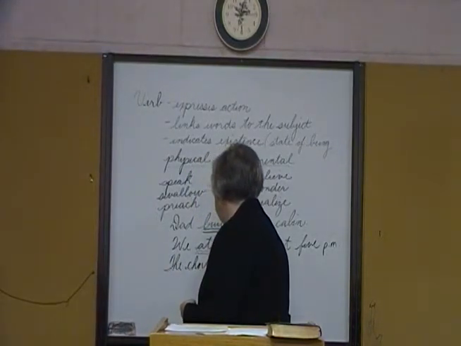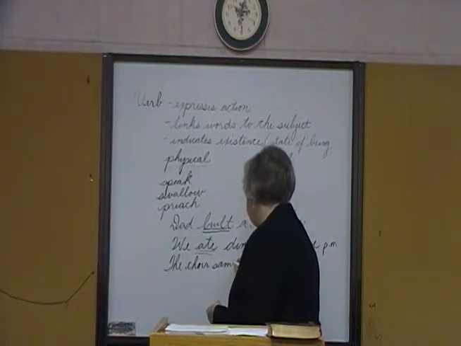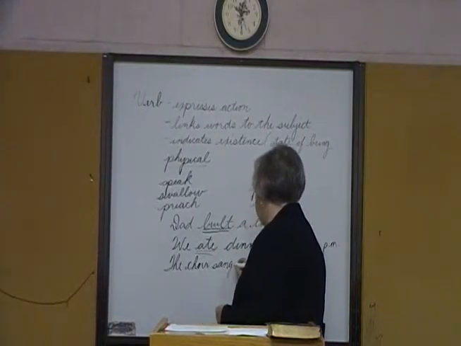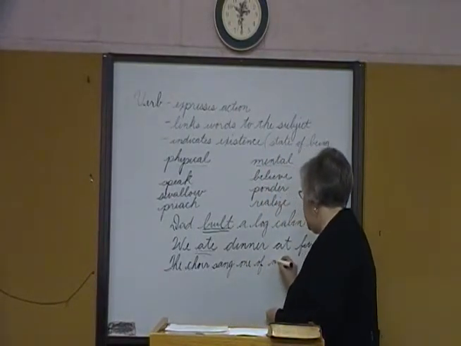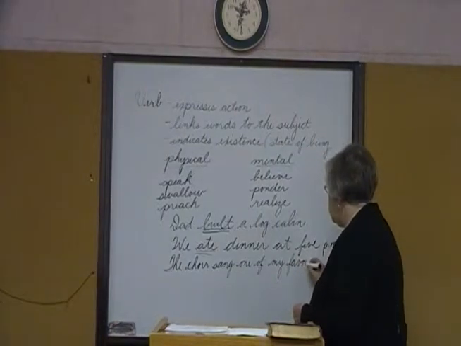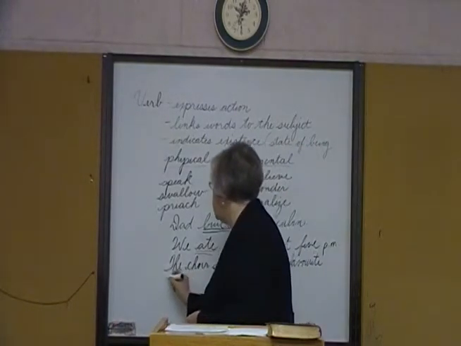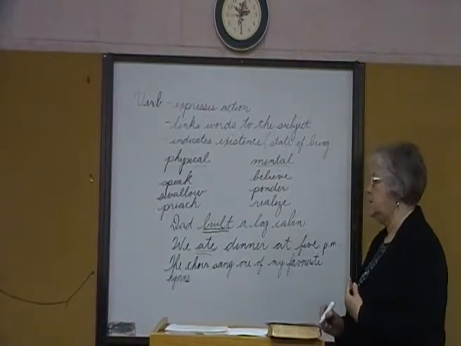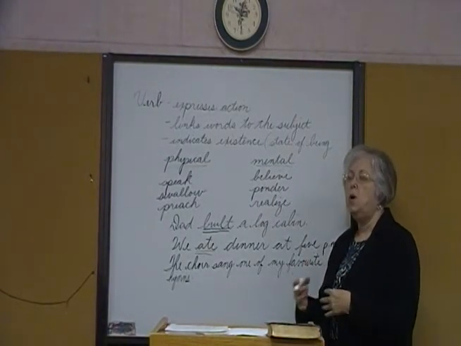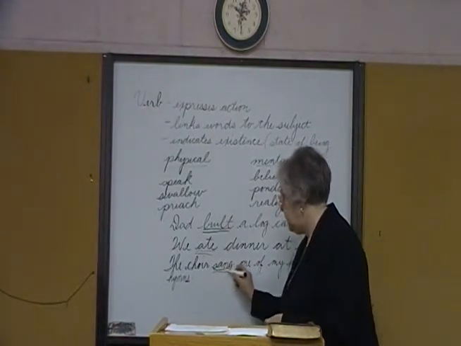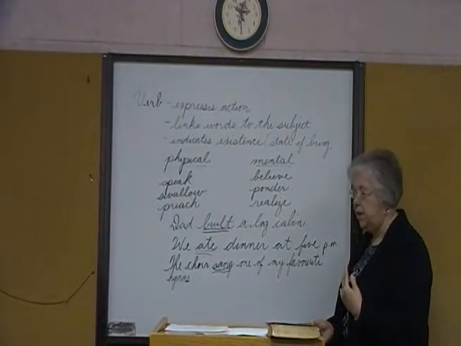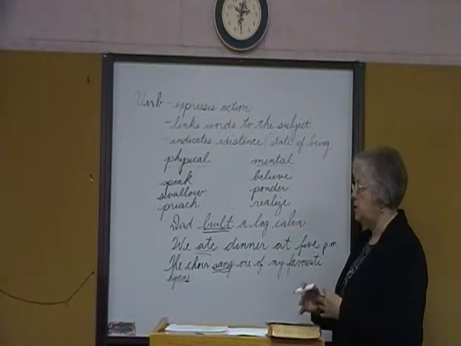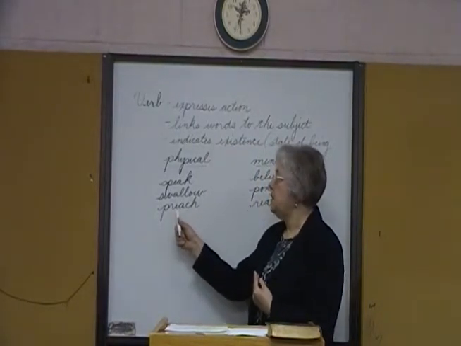Let's take a look at one more. The choir sang one of my favorite hymns. Well, what's the action in that sentence? The choir is the subject. What is the choir doing? What action? What is the verb? And the verb is sang. And again, take it out of the sentence, and the choir, one of my favorite hymns, doesn't express a complete thought. Sang is the verb. It's the heart of the sentence.